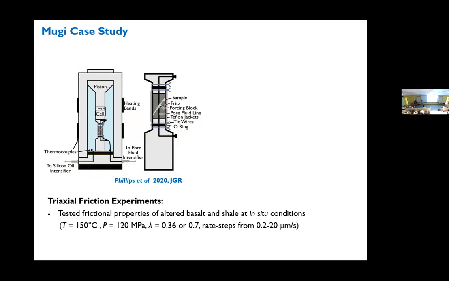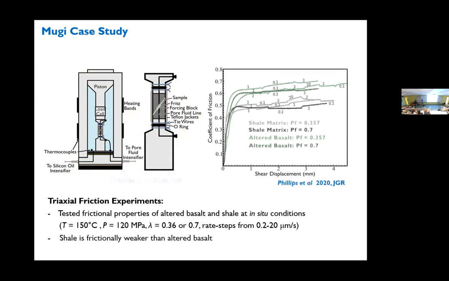the shale and ground it up, and we put it in this saw configuration and then sheared it to see what would happen. And we did that for a number of different rate steps to get at the rate and state parameters, and we did this at kind of in situ conditions. So temperatures of 150 degrees, pressures of 120 megapascals, and pore fluid pressures that were hydrostatic or elevated.